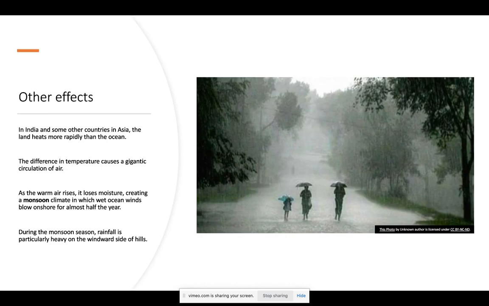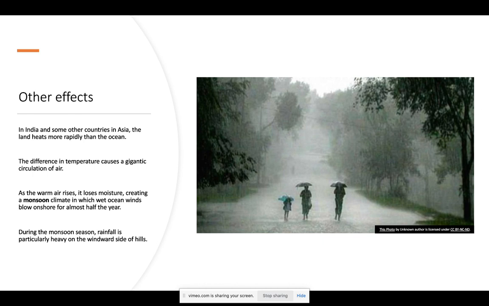This is another important slide, knowing the monsoon effect. Depending on if you're in India or some of the surrounding areas, such as in the Asia territories, there's something called the monsoon effect, and this is just due to the rise in warm air. So, as air rises and warms, it loses moisture, and we know that moisture is a result of condensation, and as condensation occurs, precipitation follows. So, rainfall is particularly heavy on the windward side of the hills after this. And again, we know the windward and the leeward side.